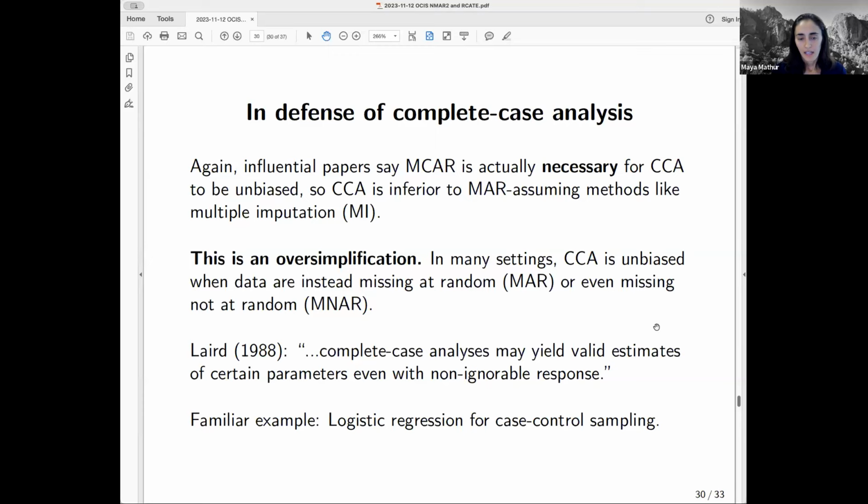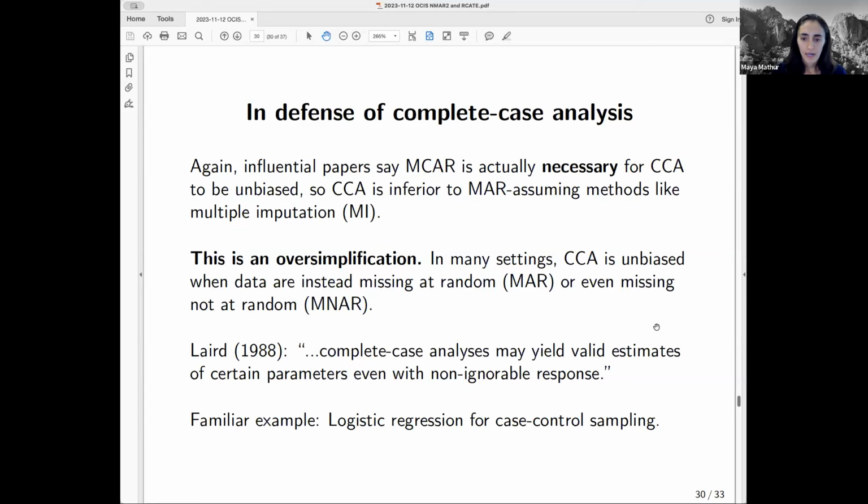And I think what we've seen so far illustrates that this is an oversimplification. There are actually many settings where complete case analysis could be unbiased when the data are missing at random, or even, as one of the examples I showed earlier illustrates, even when it's missing not at random. Now, this is not new information. As early as 1988 and possibly earlier, Nan Laird was already saying this. For example, in one of her seminal papers on missing data, she writes, complete case analysis may yield valid estimates of certain parameters, even with non-ignorable response. In other words, missing not at random.